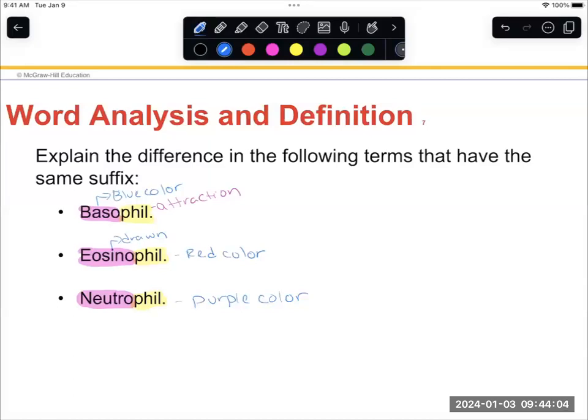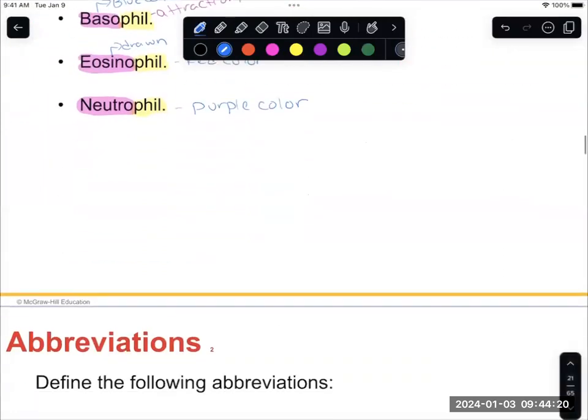These are all granulocytes. So these are the colors of the granules that you're going to see inside of these cells. So their word kind of means what their granules are.